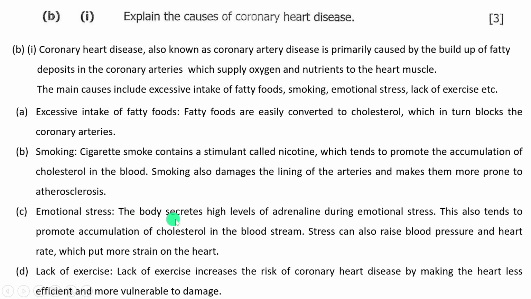Then C, we are saying emotional stress. The body secretes high levels of adrenaline during emotional stress. This also tends to promote accumulation of cholesterol in the bloodstream. Stress can also raise blood pressure and heart rate, which put more strain on the heart.